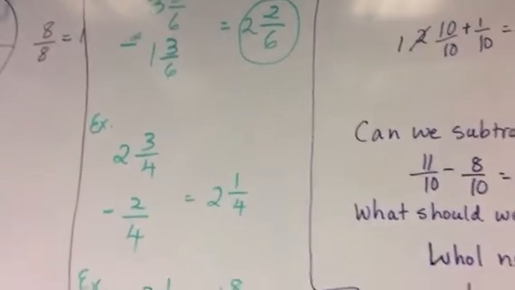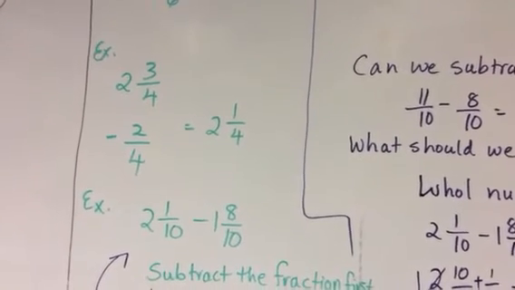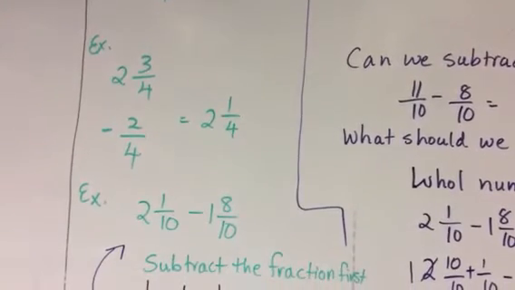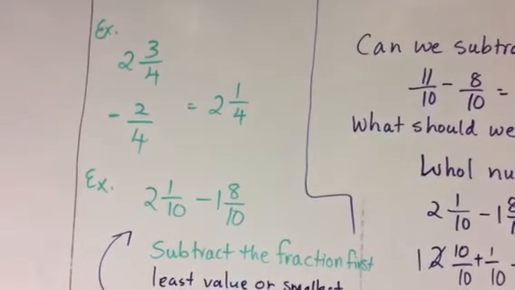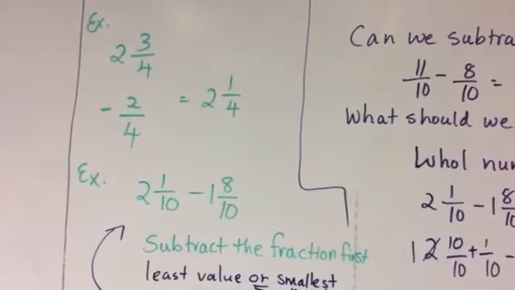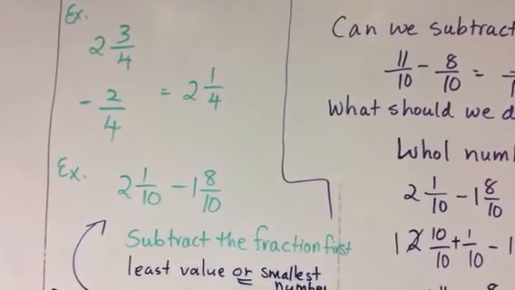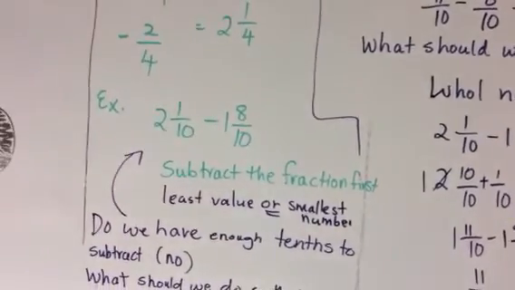Another example, 2 3/4 minus 2/4. 3 minus 2 is 1/4, and the 2 whole numbers put next to each other, so whole number and the fraction. So you will subtract the least value first, then the whole numbers. We're going down to another one.